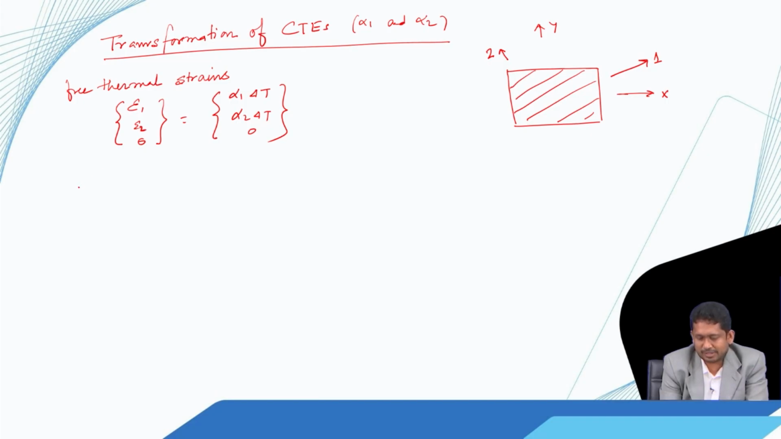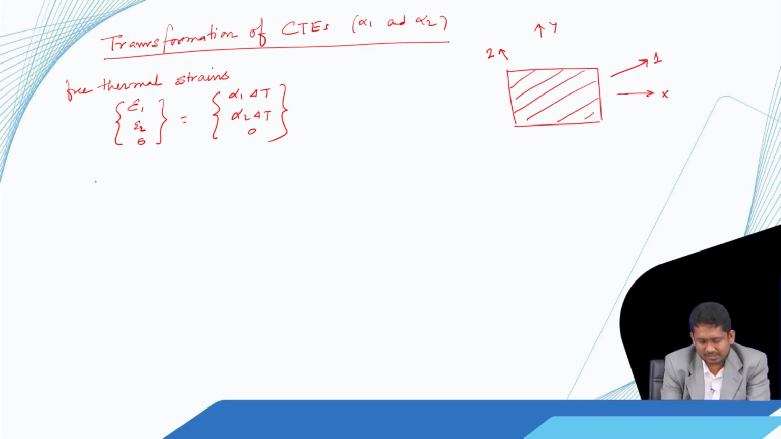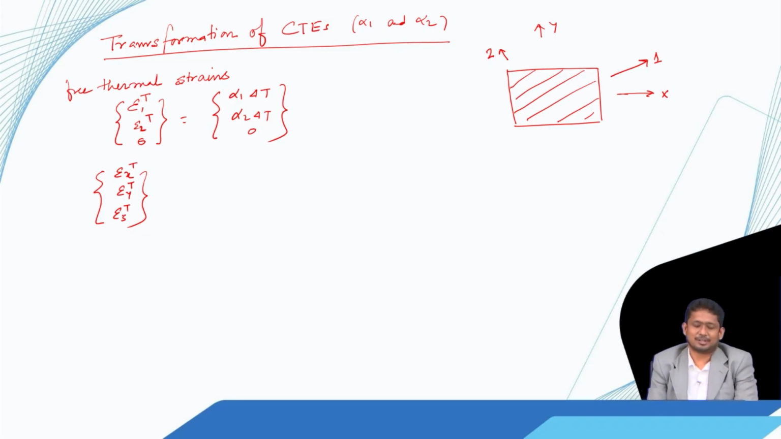Now, our goal is to find out these alphas with respect to direction x y, and we will see that when we deal with the coordinate system x y, we will get something called alpha s or alpha x y also, that is alpha corresponding to shear. Now, if I transform these strains to x y system, so epsilon x, epsilon y and epsilon s, and to be more appropriate these are all thermal strains. So, these are free strains due to temperature. So, let us put a superscript T.